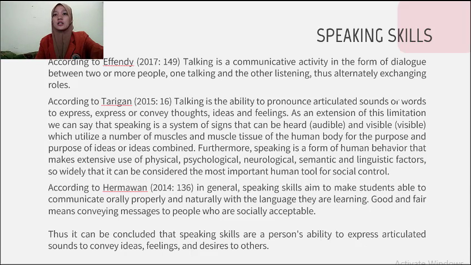According to Hermawan 2014, in general, speaking skills aim to make students able to communicate orally, properly, and naturally with the language they are learning. Good communication means conveying messages to people in a socially acceptable way. Thus, it can be concluded that speaking skills are a person's ability to express articulate sounds to convey ideas, feelings, and desires to others.